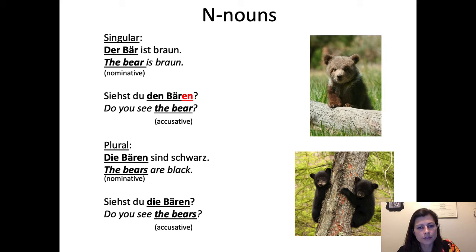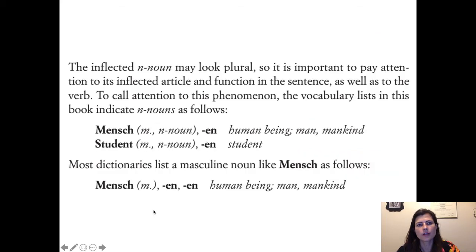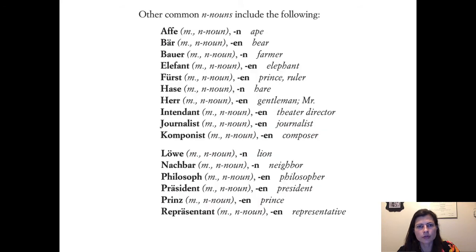That's the accusative. So it's got that. Bären and Bären, they both have that same ending. It looks plural in both cases, but siehst du den Bären is singular and siehst du die Bären is plural. So there are lots of these. For example, Mensch is one of the most common nouns of all, and it happens to be an N noun as well. And then Student. And so when you see them in the dictionary, they're going to have that extra en listed there.